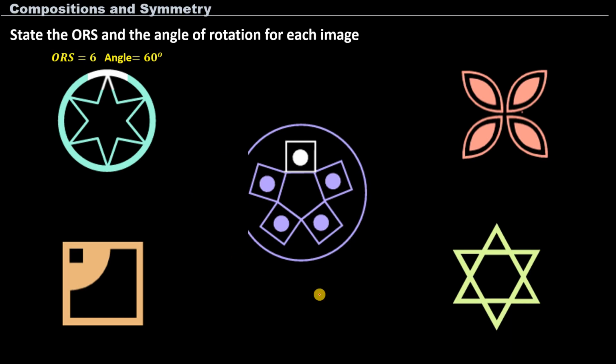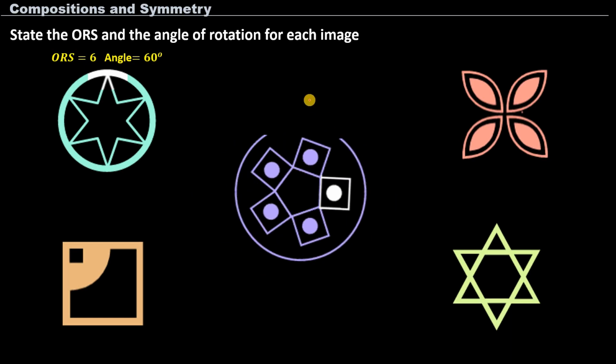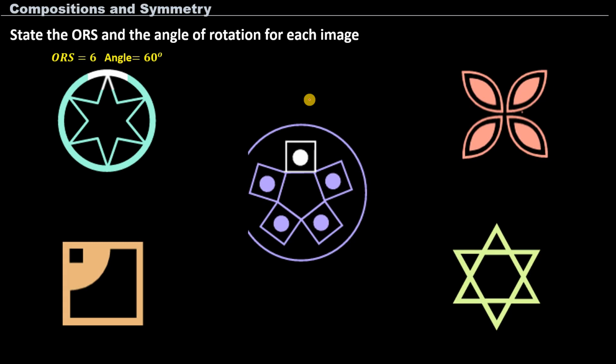If we look at our next one, the one in the center, we have to go all the way around to get the same shape again. So this one has 1 order of rotational symmetry because you have to go all the way around, meaning that the angle is 360. So it does not have rotational symmetry, but there is still an order. The order is just 1. 1 rotation all the way around gets me back.